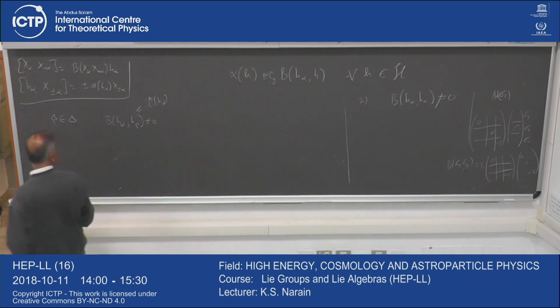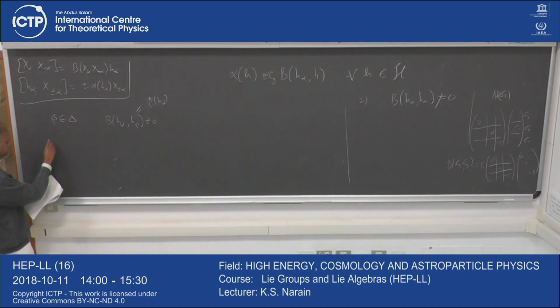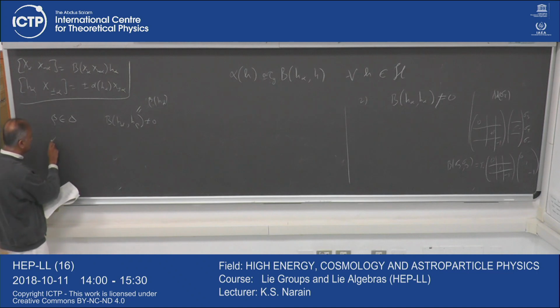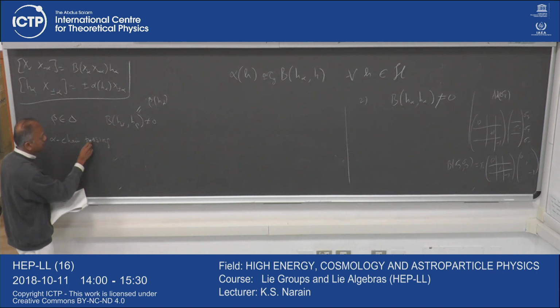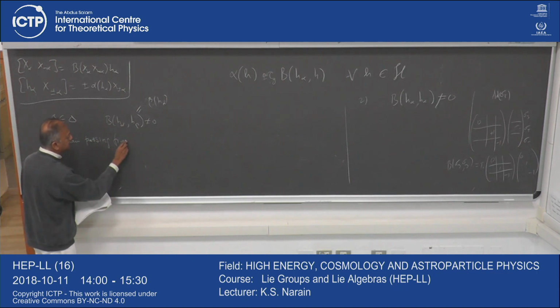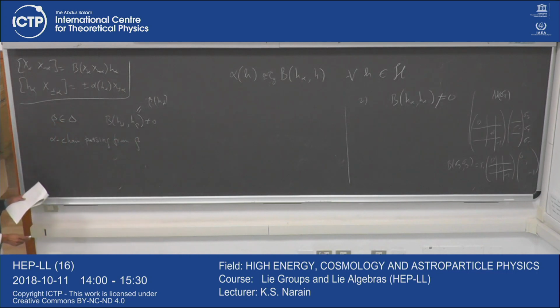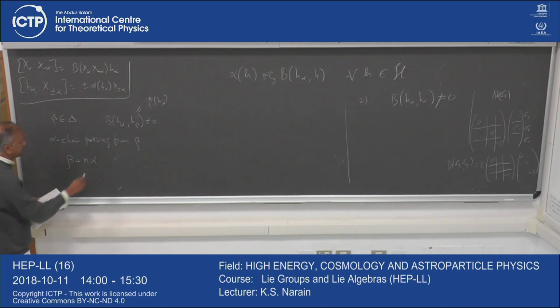So with that, we looked at the alpha chain passing through beta. I don't know if this is the right expression, but you know what I mean, passing through beta. This is basically the set of all roots which are of the form beta plus n alpha.